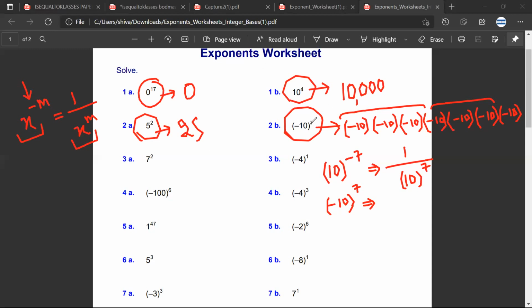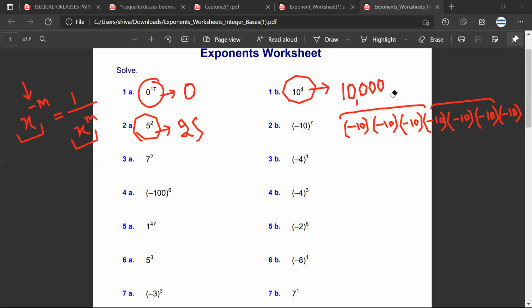Now here the exponent is positive. If you see 7, the exponent is positive. Only thing that is happening is this number is negative. The base is negative. Can you see the difference? Yes, sir. It is absolutely okay because this gets confusing again and again. So if you have understood, minus 10 raised to power 7 implies that minus 10 would be multiplied 7 times. Have you understood?